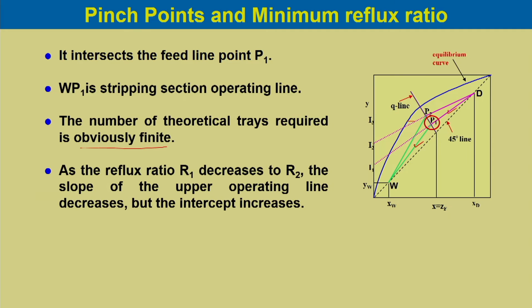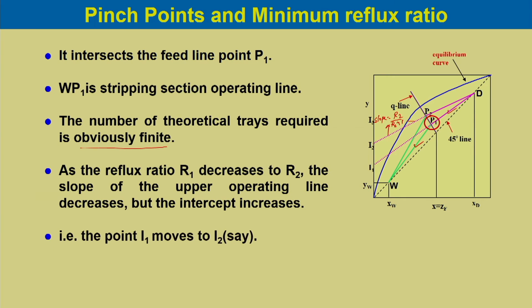As the reflux ratio decreases from R1 to R2, the slope of the upper operating line decreases, because the slope of this line would be R2 by R2 plus 1. So, since R1 decreases to R2, the slope will also decrease and the intersection point will move.